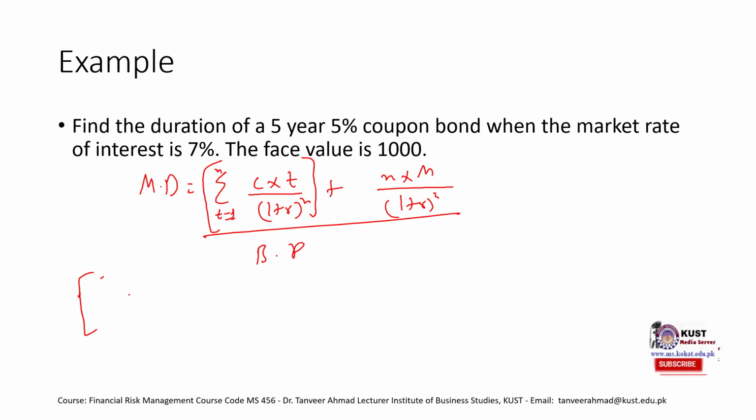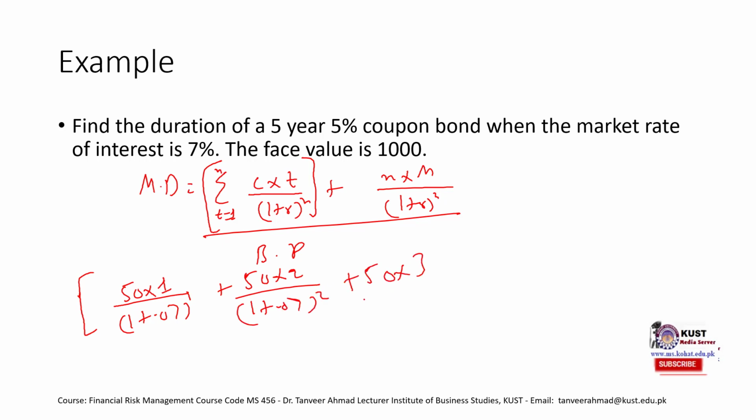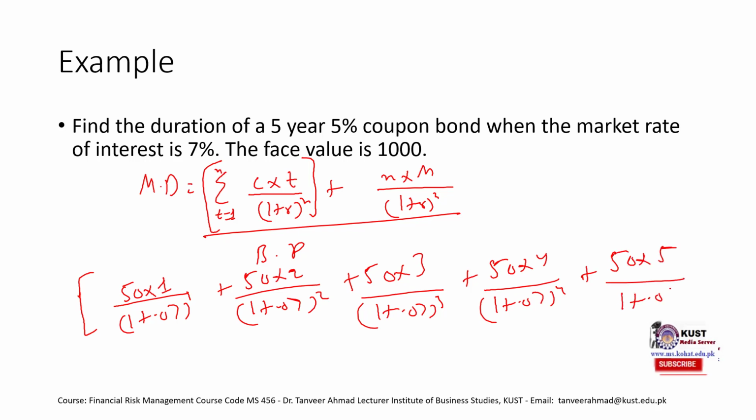Okay, so this would be 50. So the coupon is 50 multiplied by 1, the time period, this is for the first time period, divided by 1.07 raised to power 1, plus 50 into 2 divided by 1 plus 0.07 raised to power 2, plus 50 into 3 divided by 1.07 raised to power 3, plus 50 into 4, and similarly for the last year. Doing this, we would find the answer of this part of the equation.